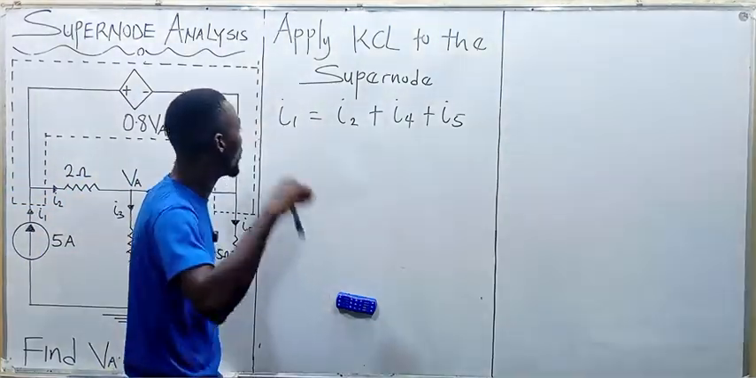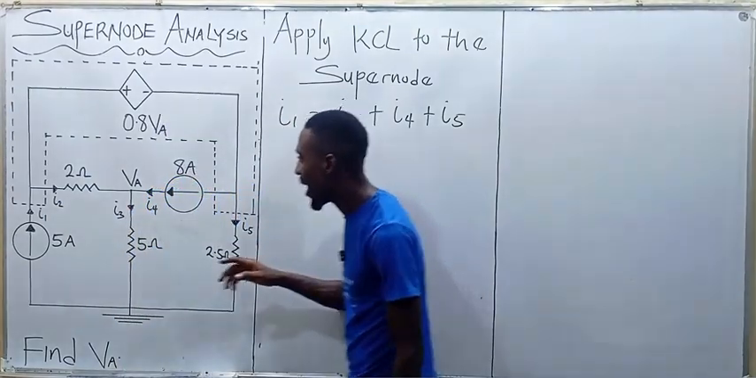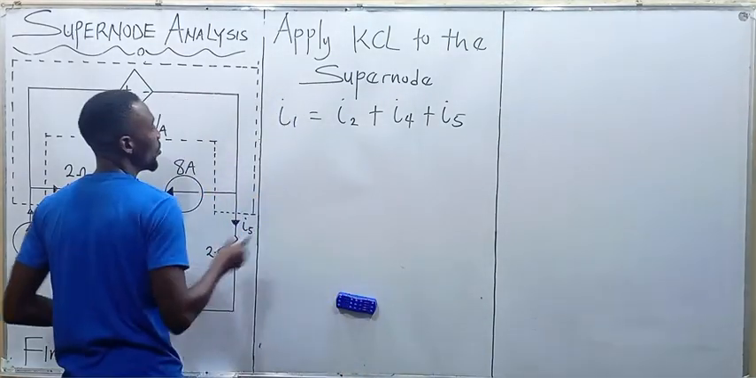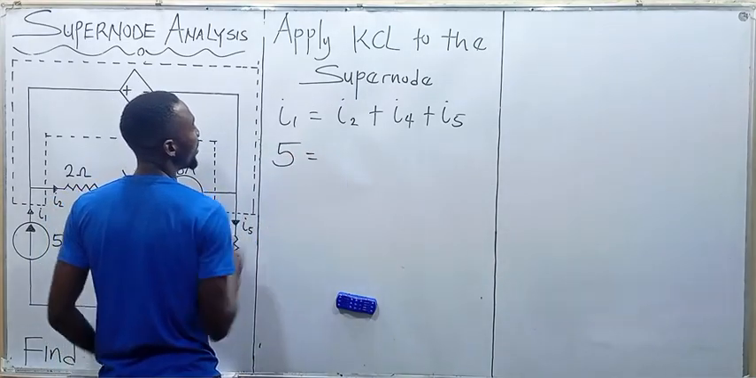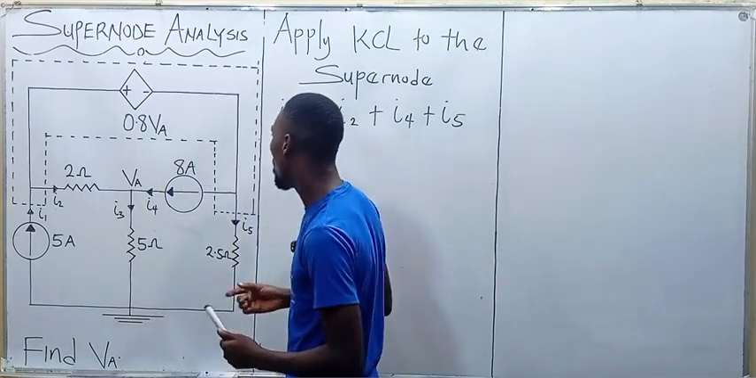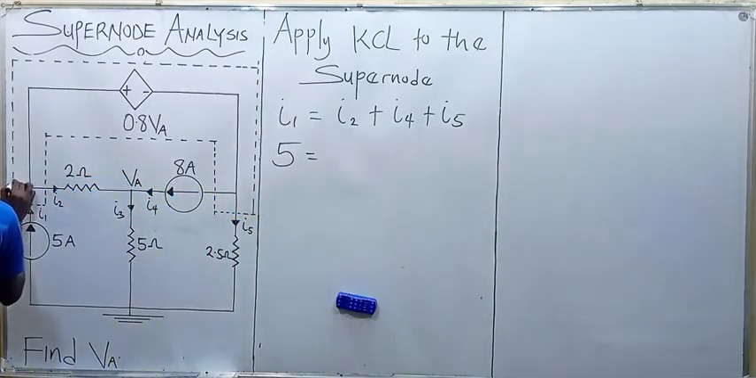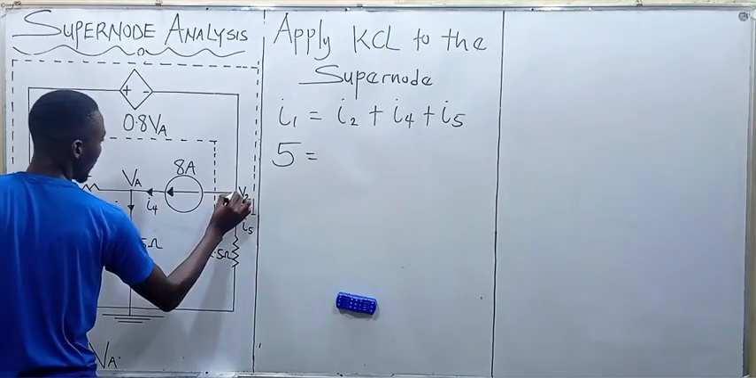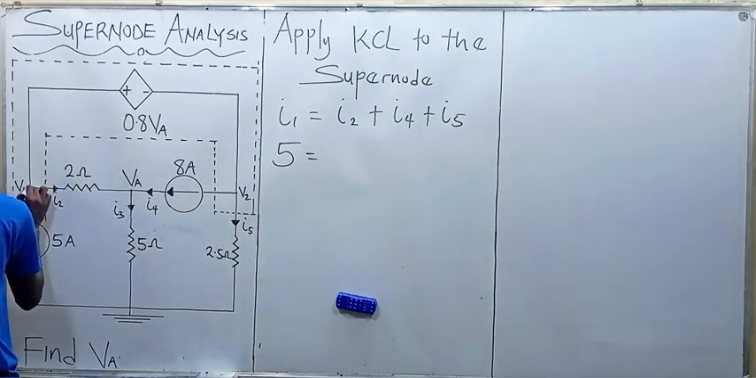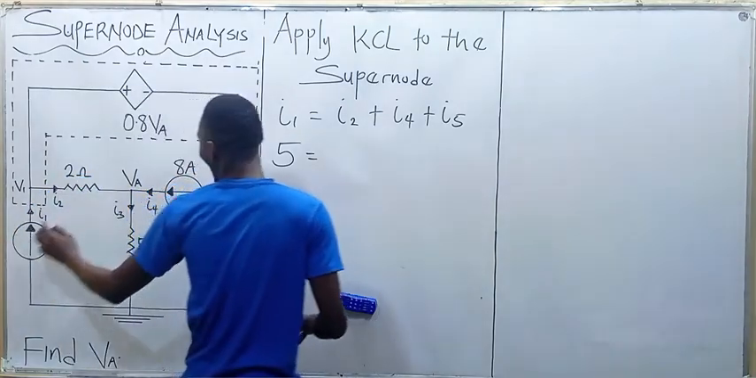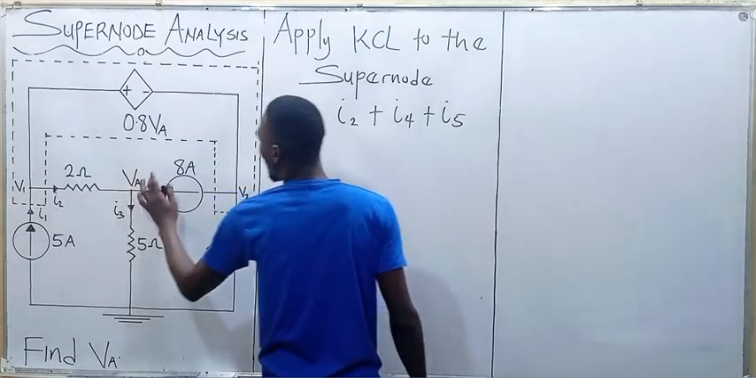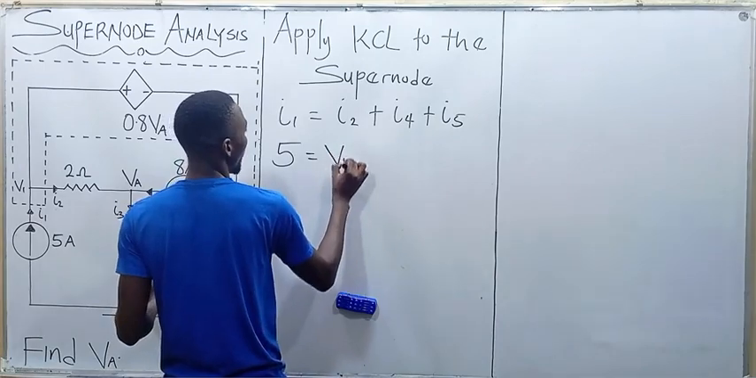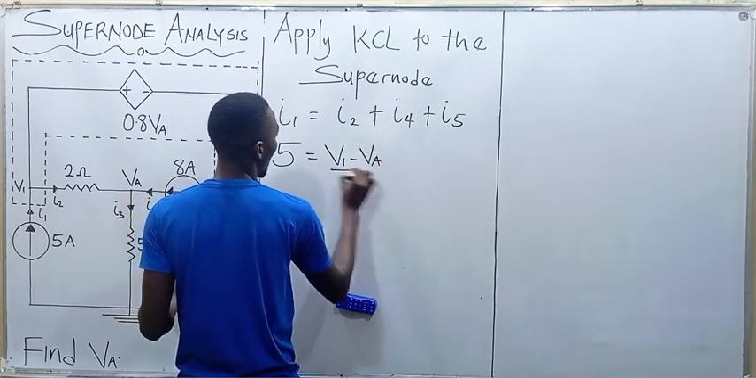All right, so now the next thing we are going to do is this. Look at our I1. Our I1 is the same thing as this 5 ampere that is entering the supernode. So here we are going to have 5 equal to I2. For our I2, let's call this place V1 and this place V2, right? That is this node here, this node here. So our I2 is between V1 and VA. So it's going to be V1 minus VA all over what?